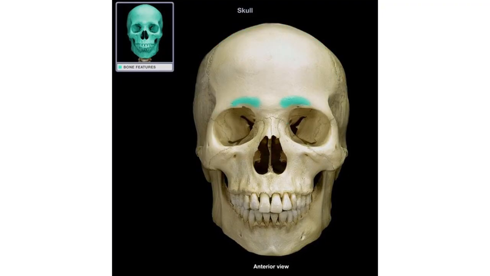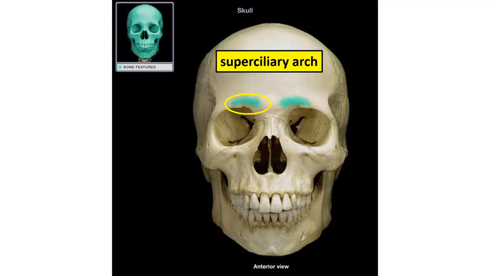The green marked area is the lower part of the frontal bone, and it makes the margin of the orbit, and this is called the supraciliary arch. This is the starting point, and then going up is the frontal bone, the beginning of the cranium.